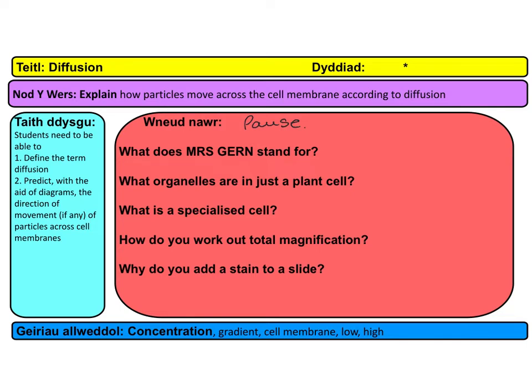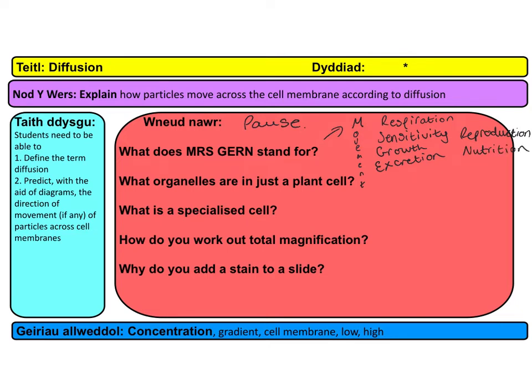Okay, so what does Mrs Gren stand for? Mrs Gren is how we work out whether something is living or not. So it stands for movement, respiration, sensitivity, growth, excretion, reproduction, and nutrition. Okay, and that's how we tell if something is living.